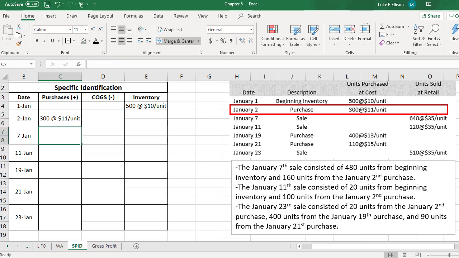Since there were no sales on this date, we can skip the cost of goods sold column. Now, we always need to fill out the inventory column. On January 1st, we had 500 units at $10 each, and since there were no sales, those units are still in inventory, so we can copy them down for January 2nd. Additionally, 300 units were purchased at $11 per unit, and since purchases are plus, we add them to our inventory column.